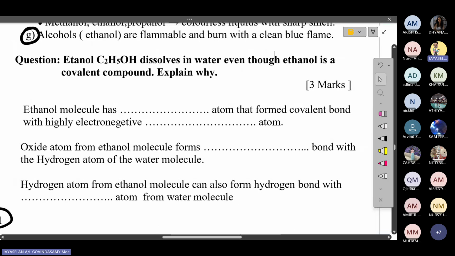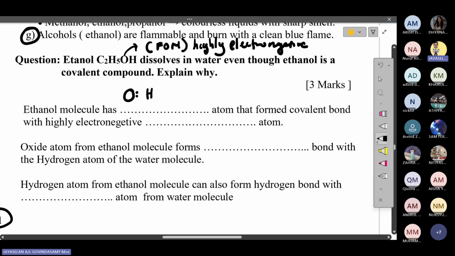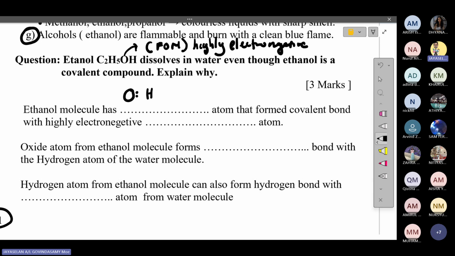Okay, ethanol dissolves in water, even though ethanol is made up of covalent compound. Explain why. Because you must remember ethanol has oxygen atom. This oxygen, or FON atom, is known as what atom? Highly electronegative atom. Therefore, they will pull the electron pair. Ni dia ada electron, so dia orang sharing electron, right? The electron will go closer to the oxygen atom. So dia punya hydrogen tak ada electron, because oxygen sudah tarik, dia sudah ambil.